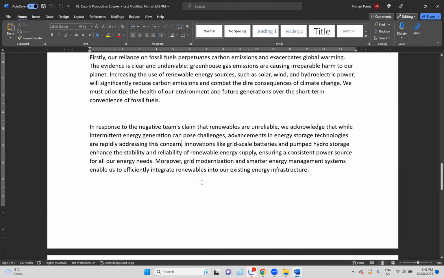Moreover, grid modernization and smarter energy management systems enable us to efficiently integrate renewables into our existing energy infrastructure. So again, dealing with another issue, saying that not only does the technology exist to make this a more reliable source of energy, but the technology exists so that we can move away from fossil fuels without just suddenly cutting it and having all of these big problems. So they're just constantly providing reasons to strengthen their case.